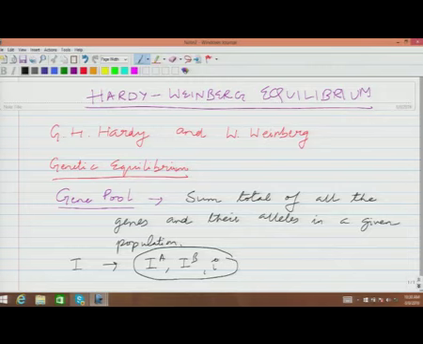But we know that in a diploid organism, only two alleles can be present, so the combinations which can occur are IAIA, IBIB, IAIB, IAi and so on. So, these can be the combinations which can occur. The purpose of telling you this was to explain what a gene pool is. Gene pool is the sum total of all the genes and their alleles in a given population.